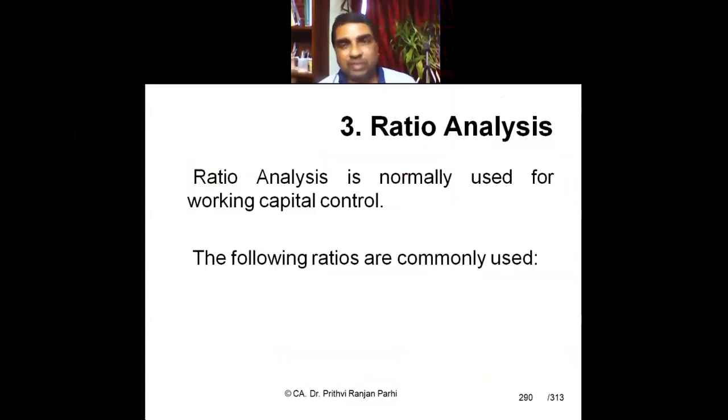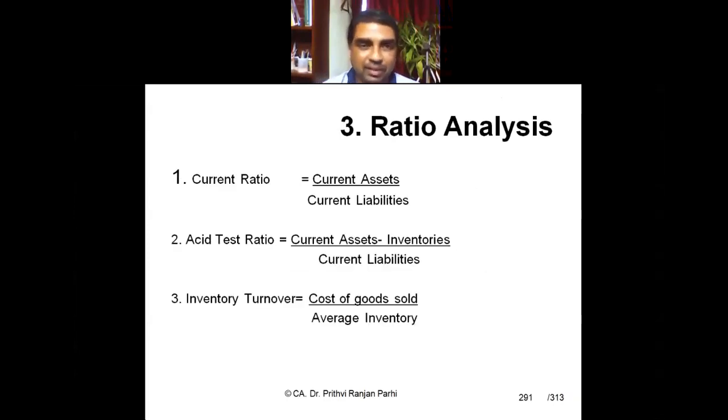Ratio analysis is one more tool which is also helpful in working capital management. Here we calculate various kinds of ratios, and through those ratios, companies monitor working capital management. Some of the ratios you might be knowing: current ratio, that is current assets by current liabilities. These are the important components of working capital. By monitoring these ratios, the company manages working capital.